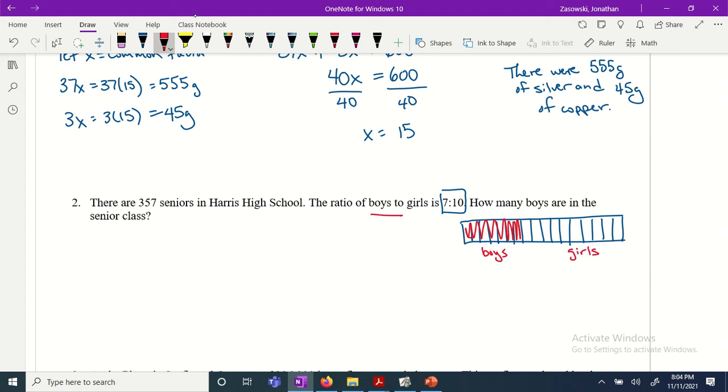Each of these pieces has a width of x, represents x. So the girls would be 10x and the boys would be 7x. And the total amount is 357. So I want to know, what do I multiply 7 by and 10 by, so when I add them together, I get 357? This is the essential tape diagram question.